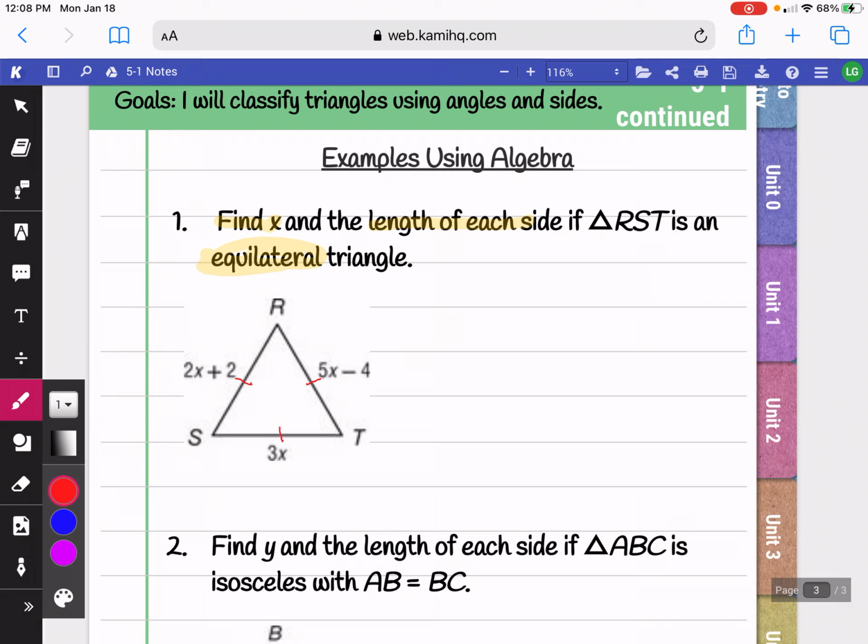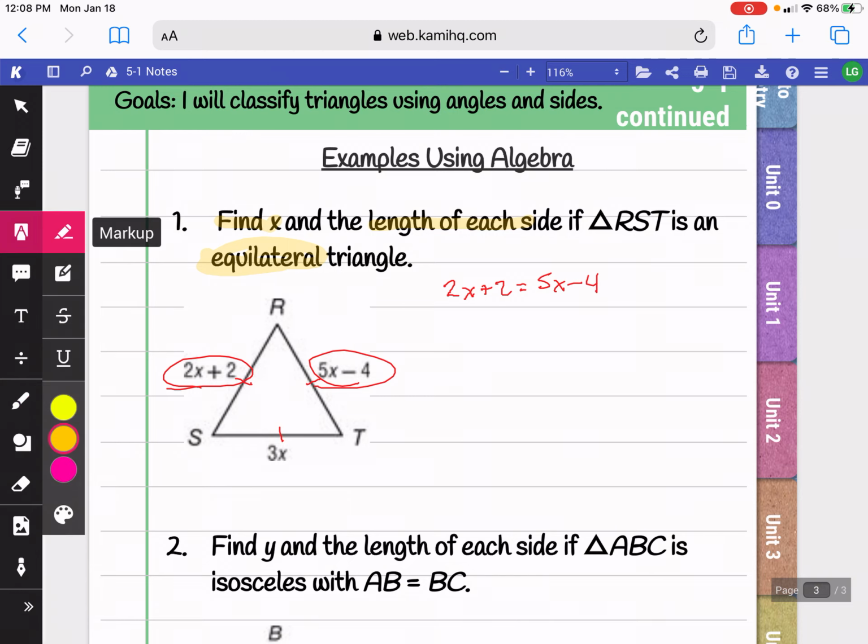Since all the sides are congruent here, you can set any two sides equal to each other and solve for x. Again, the reason I can do that is because it's equilateral, which means all sides are congruent or equal. So I'm just going to take these two sides here because they're congruent. Again, I could choose any two. And I'm going to write an equation where I set them equal to each other.